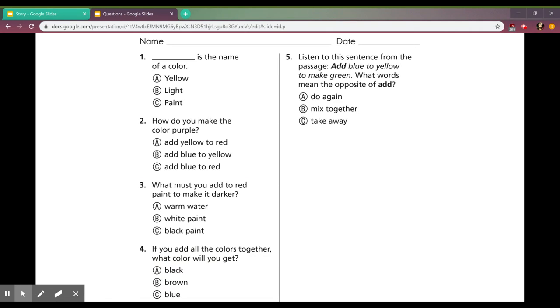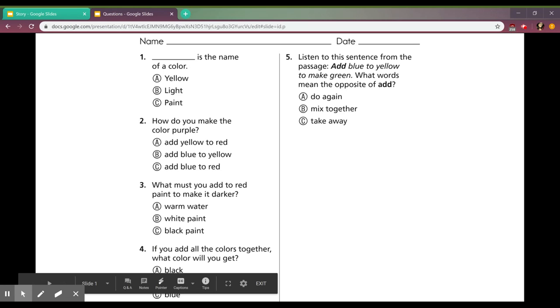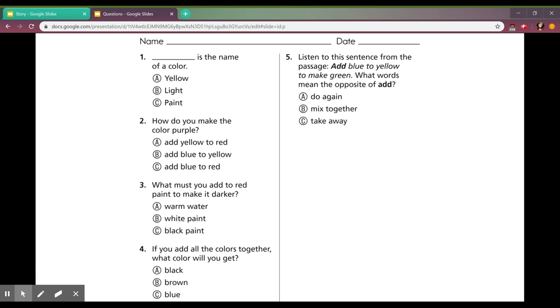So our questions are, number 1, blank is the name of a color. Number 2, how do you make the color purple? Number 3, what must you add to red paint to make it darker? Number 4, if you add all the colors together, what color will you get? And number 5, listen to this sentence from the passage. Add blue to yellow to make green. What words mean the opposite of add?